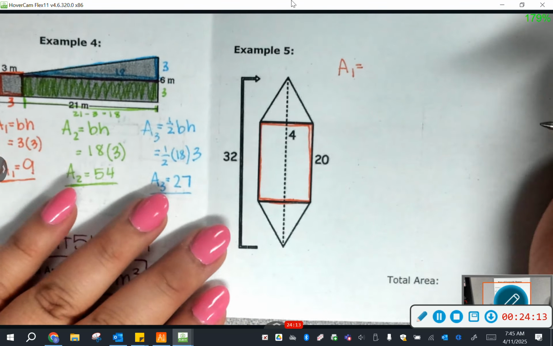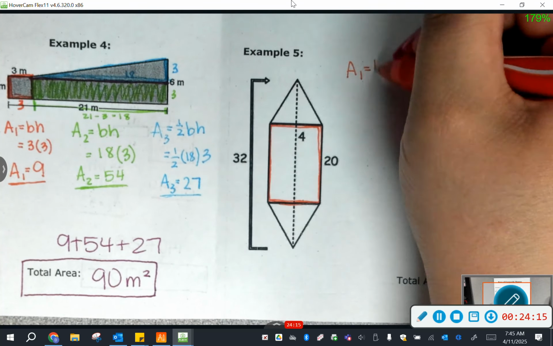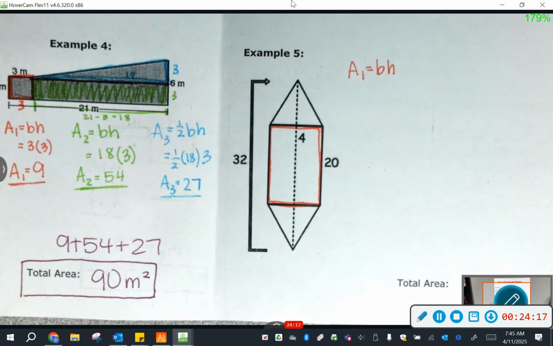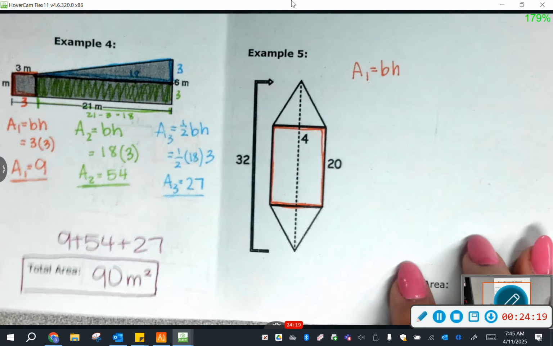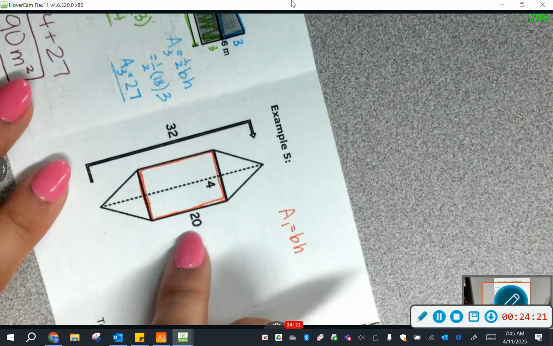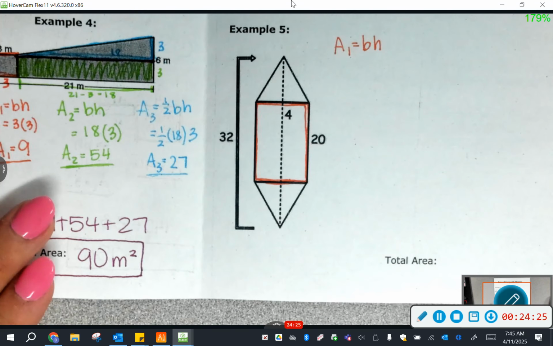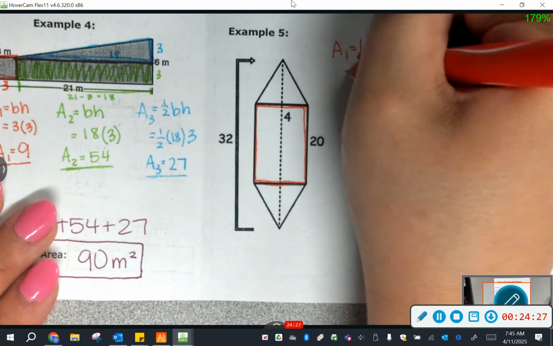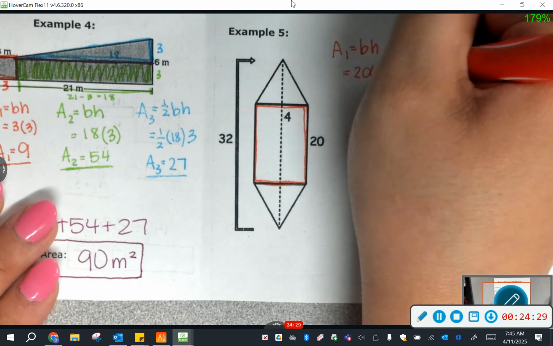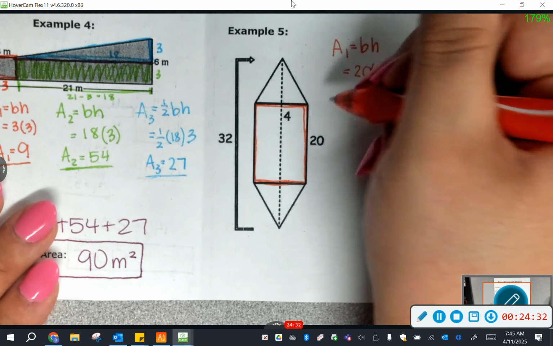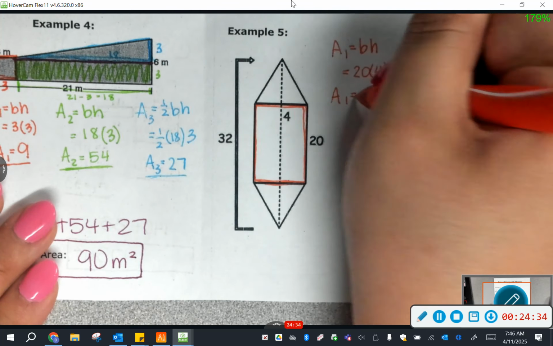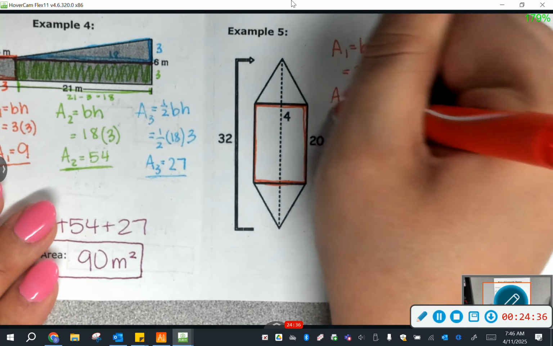What's the formula for a rectangle? And do y'all agree, it doesn't matter which way it goes, but do y'all agree this is kind of sideways? What's the base and the height? 20 times 4 or 4 times 20. It doesn't matter which way you go. But what is 20 times 4? 80.